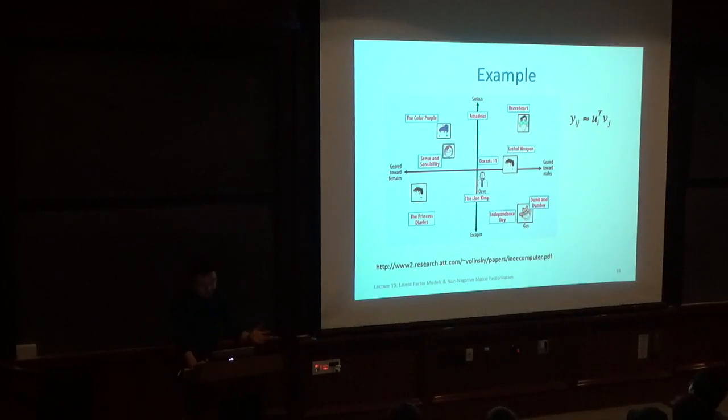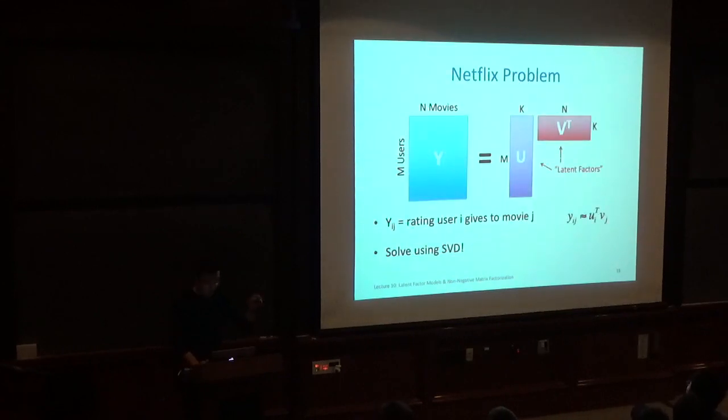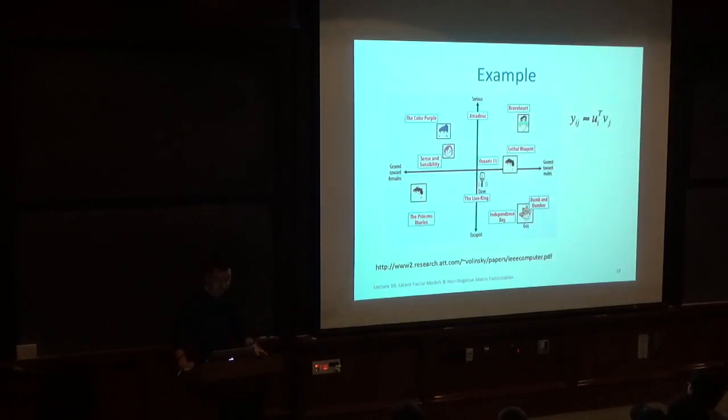So this is a visualization of the top 2 dimensions of V. Hold on. Let me make sure I get this right. Yes, V is the movies, U is the users. So you see that there are movies like Braveheart that are sort of on the top right corner of this 2-dimensional representation.